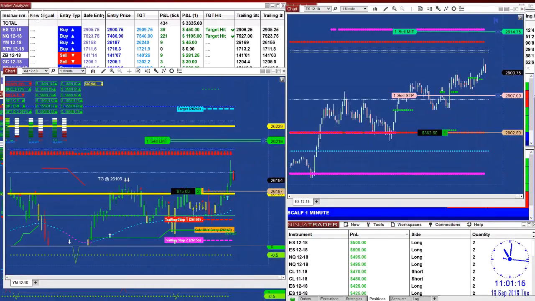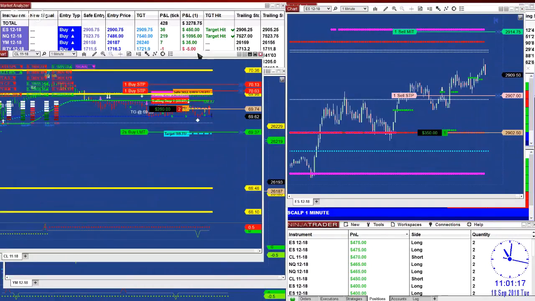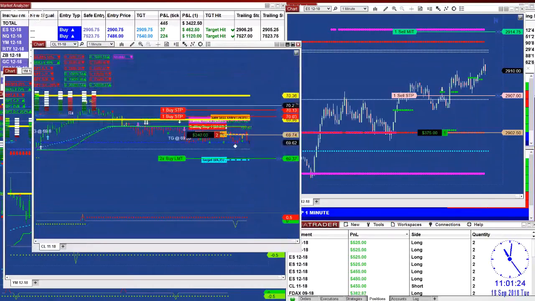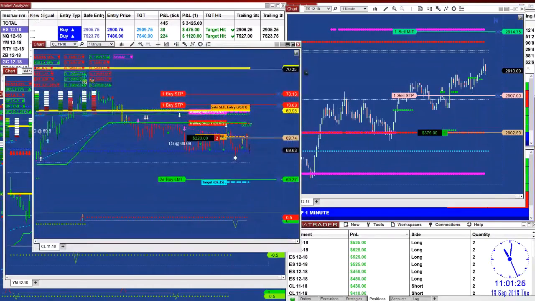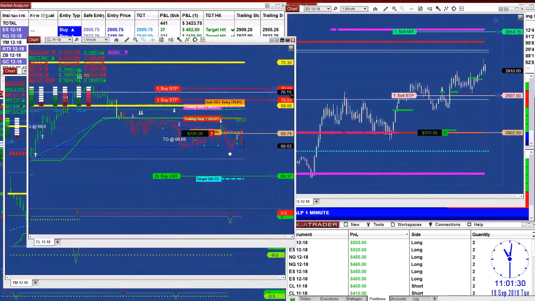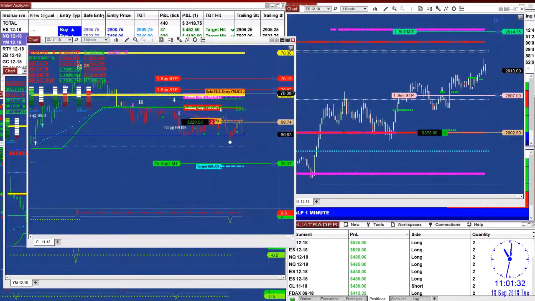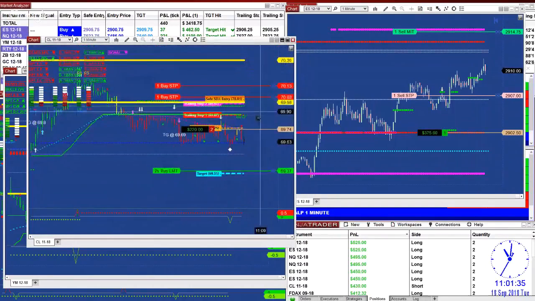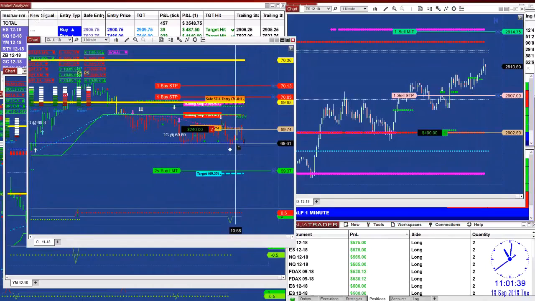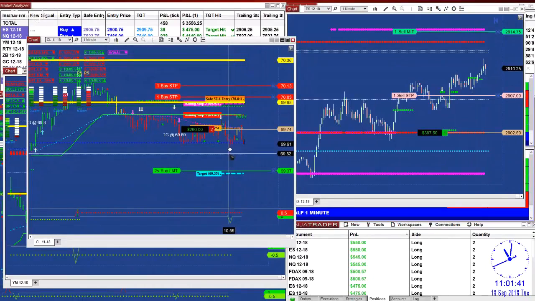What's happened to the CL? Let me see the CL. Okay, we are going straight down on the CL. The target is 69.37. Watch out for that turbulence. We are about to break this one. There is one left, it's 69.52.